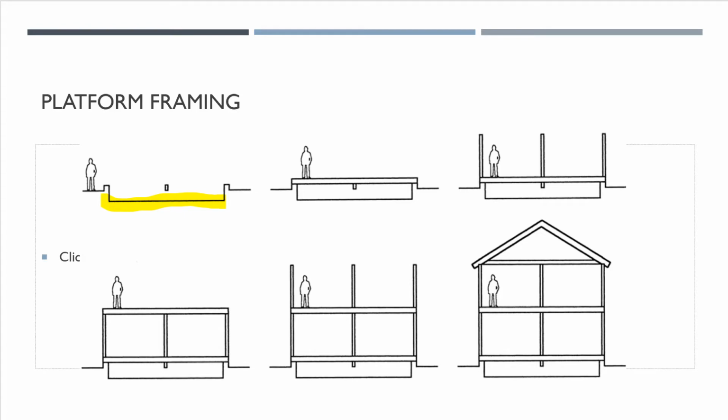Then I go ahead and I'm going to build my first floor joists right here. Then I'm going to add my studs or my walls. And then I'm going to add that second floor frame. And then what I see, I can now use that as a platform as I construct the next walls. And then I can finally put on a roof. And that's the real basic step-by-step process of platform framing.